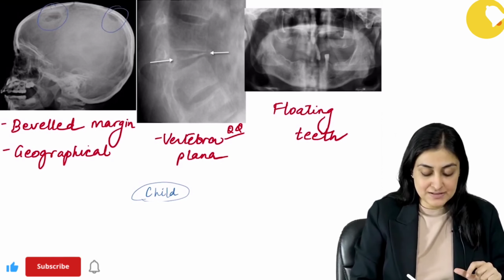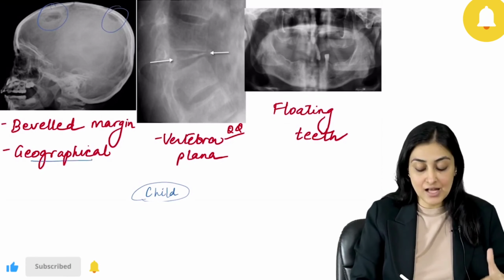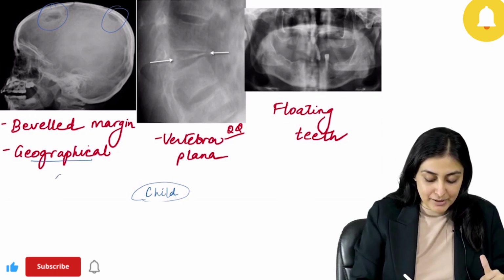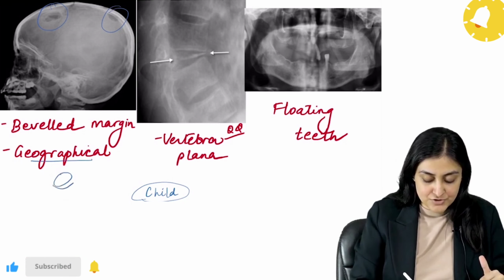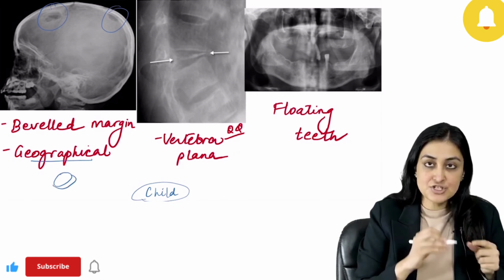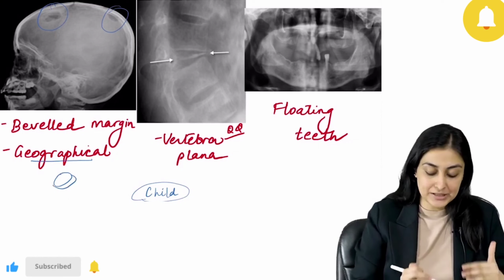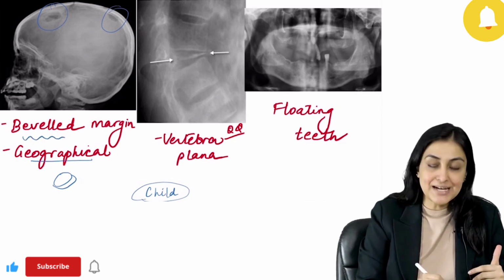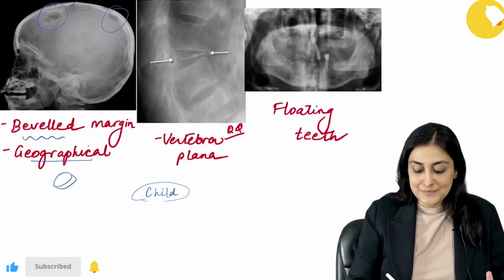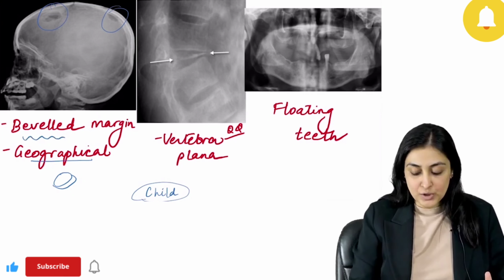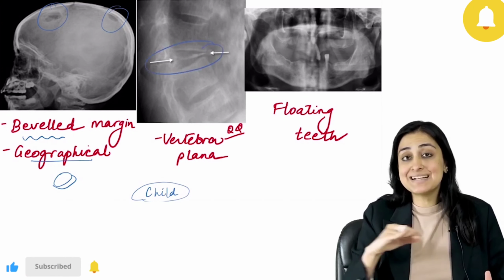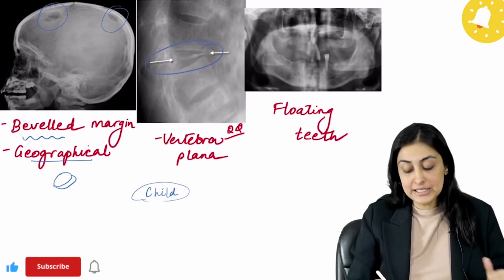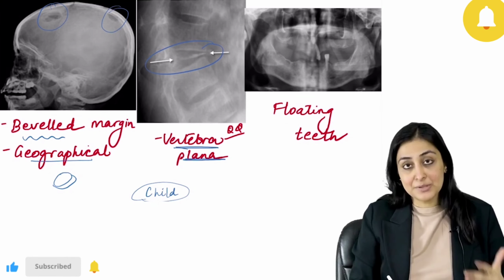The typical feature is they are first geographical, they are large, and they have a beveled margin. So they have two margins which you can see. So there is this differential destruction of the inner and outer table, which is called the beveled margins. Apart from that, the spine is showing you what? That one of the vertebrae is completely flattened, it's completely destroyed, which is referred to as a vertebra plana.